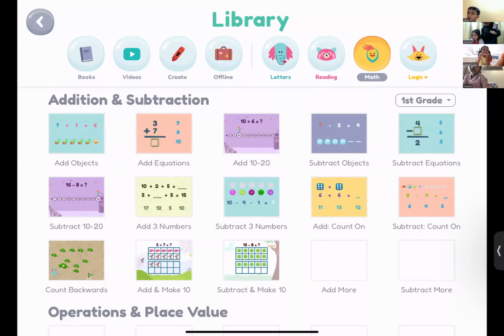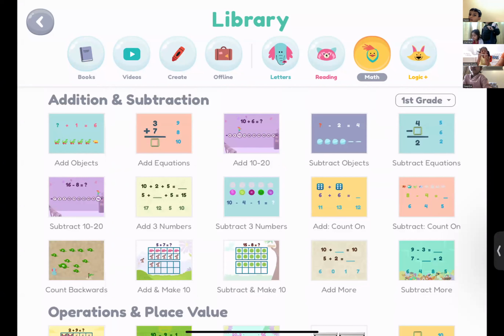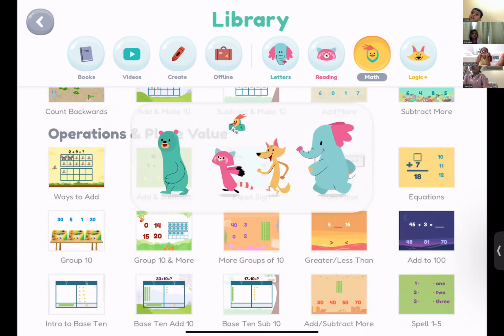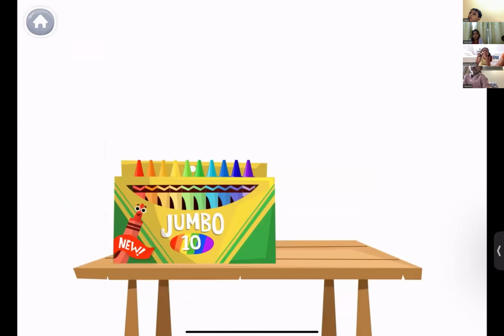Let's see what is there in first grade. We have a lot of equations, a lot of subtraction and addition also. We have a lot of questions on place value too. I want to do this one with you because we have become familiar with the tens frame.